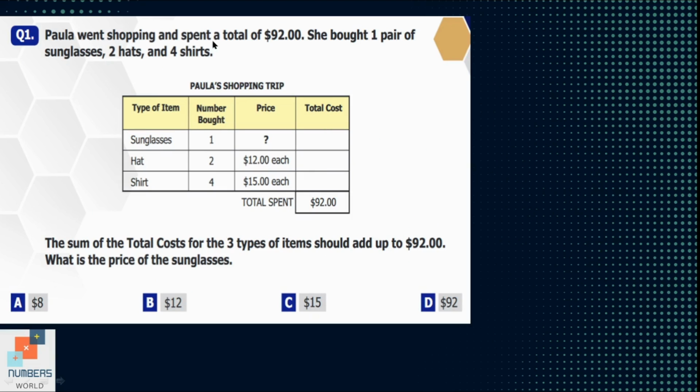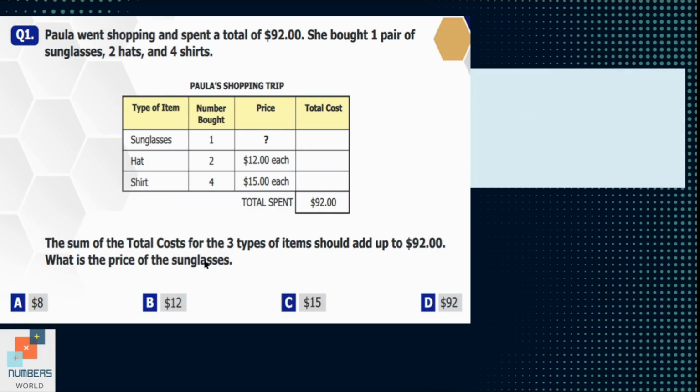Paula went shopping and spent a total of $92. She bought one pair of sunglasses, two hats, and four shirts. A table is given below in which the prices of the items are mentioned. The sum of the total costs for the three types of items should add up to $92. What is the price of the sunglasses?